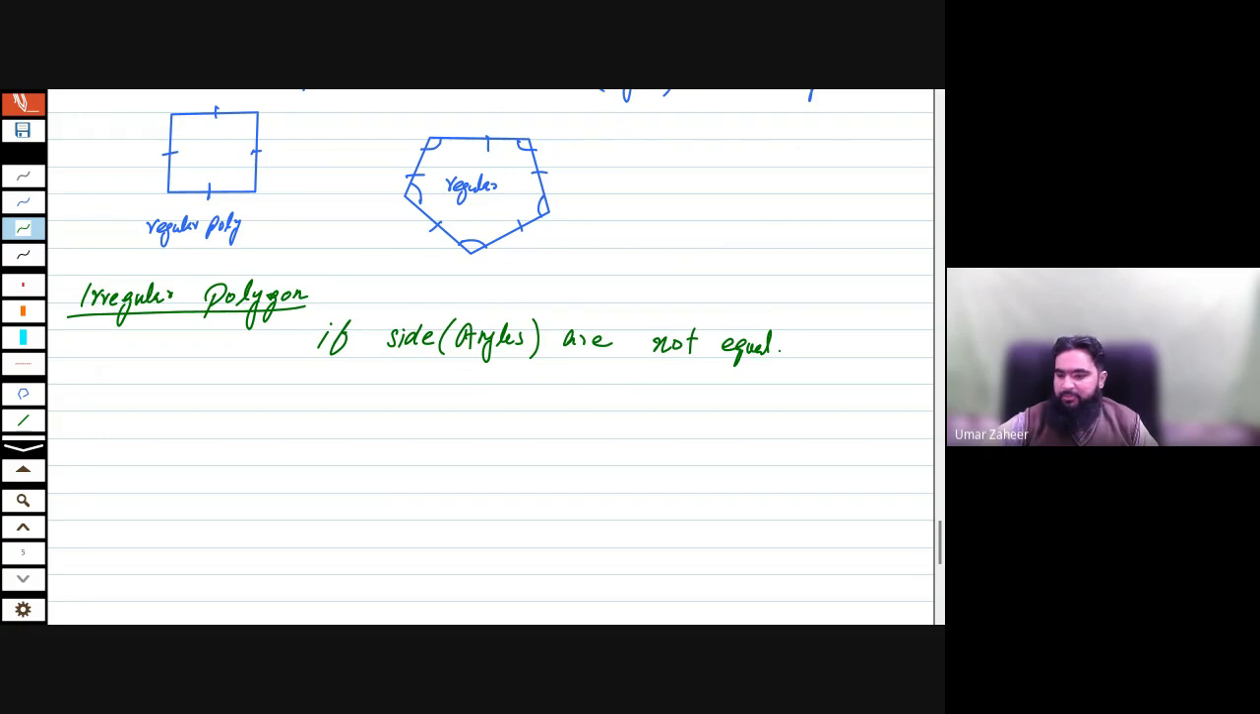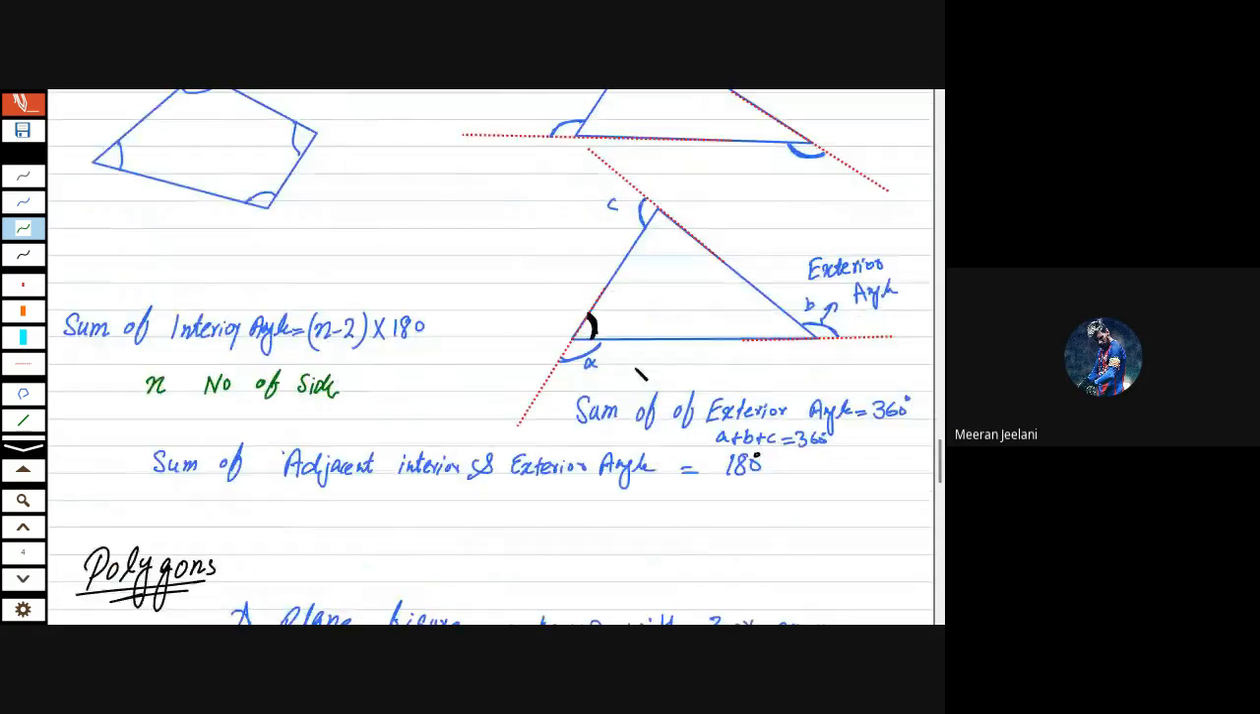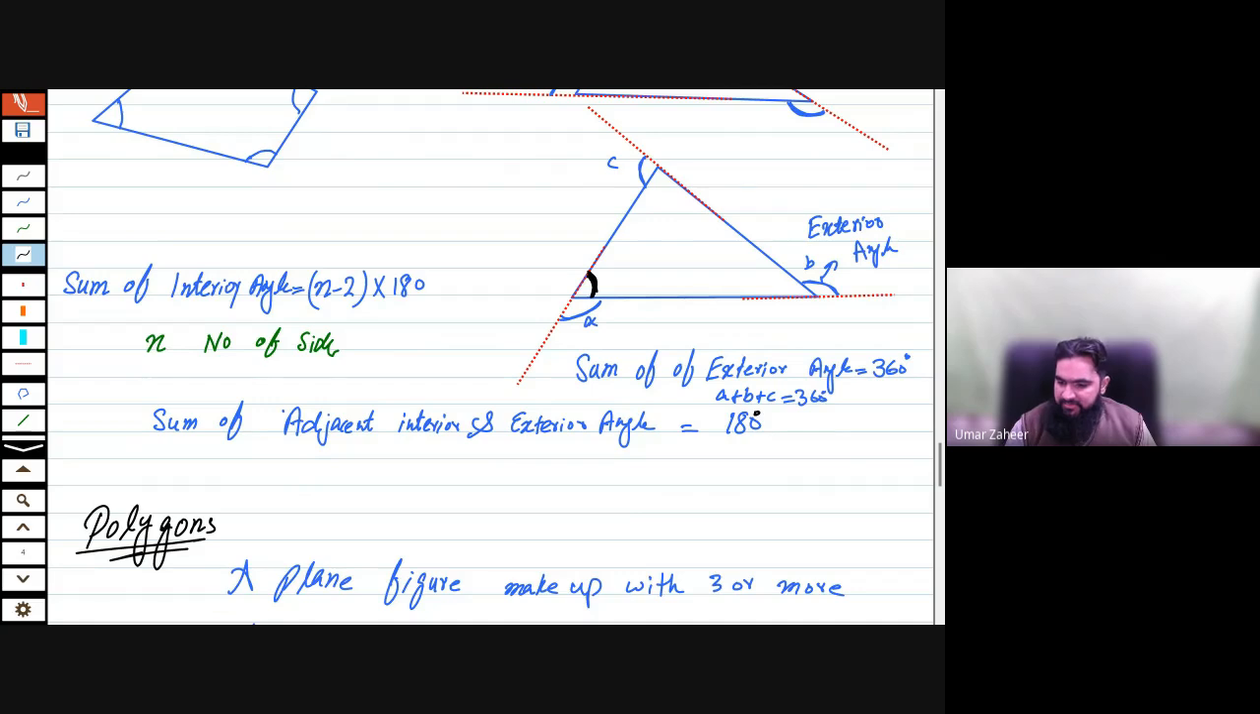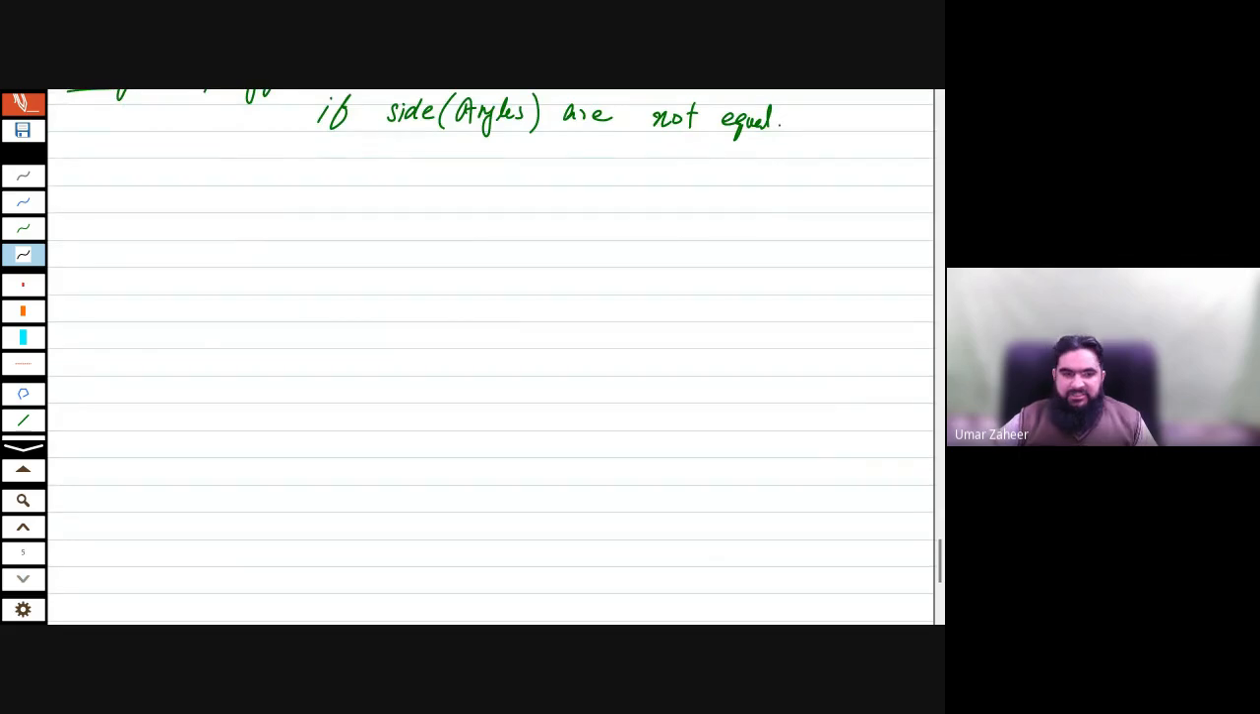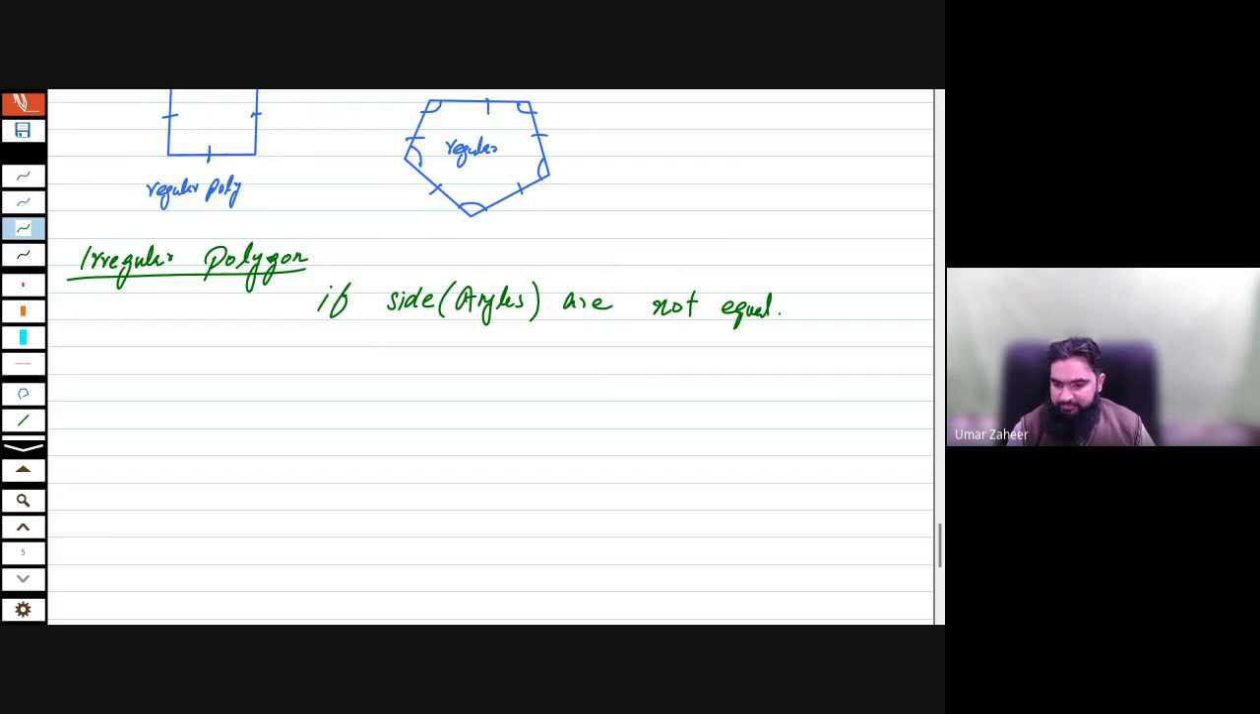Yes, everyone, any question up to here? No, sir. Okay, basically the things that we have to write here are the properties. They are going to be really important. Sum of interior angles of any polygon is (n minus 2) into 180 degrees. Sum of the exterior angles is 360 degrees. Sum of adjacent interior and exterior angle is going to be 180 degrees. So let's discuss the polygons. The first one is the triangle.